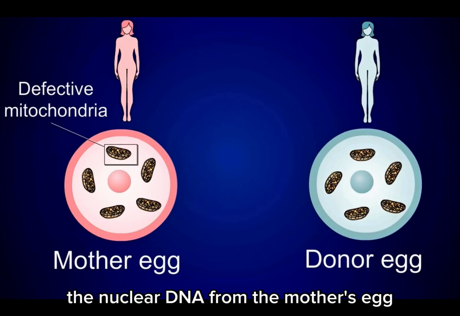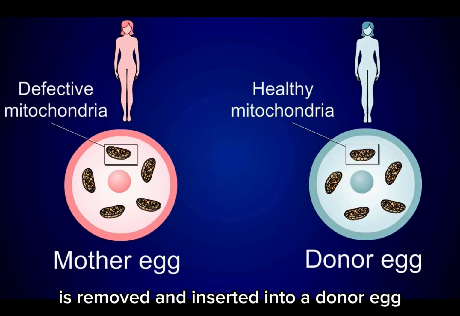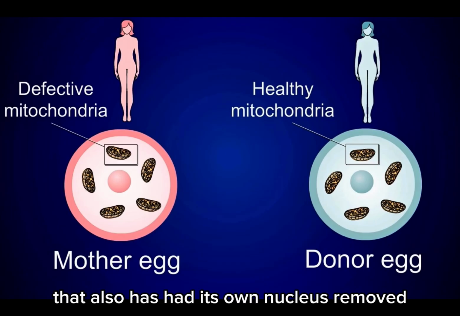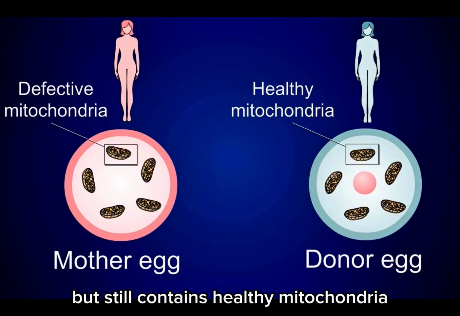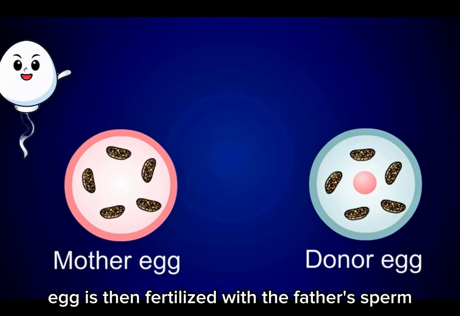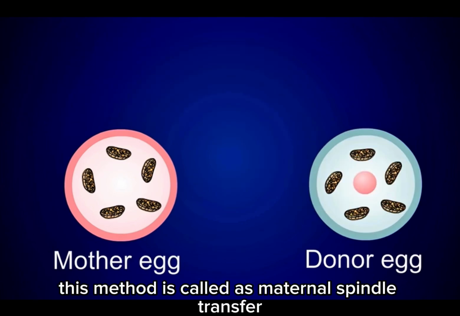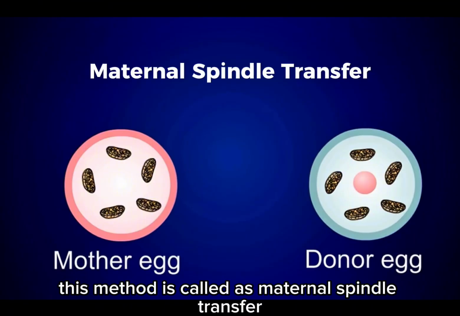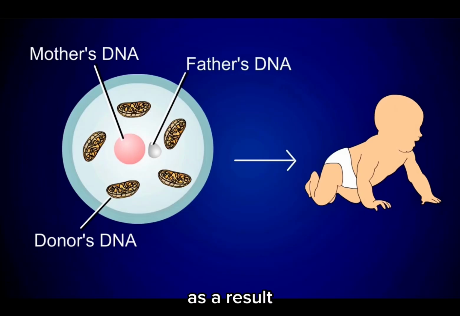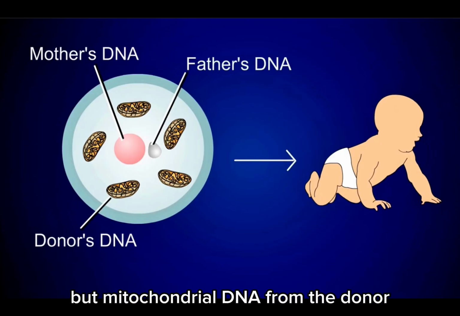The nuclear DNA from the mother's egg, which may contain mutated mitochondria, is removed and inserted into a donor egg that also has had its own nucleus removed, but still contains healthy mitochondria. This reconstructed egg is then fertilized with the father's sperm. This method is called maternal spindle transfer. As a result, the child inherits nuclear DNA from both parents, but mitochondrial DNA from the donor.